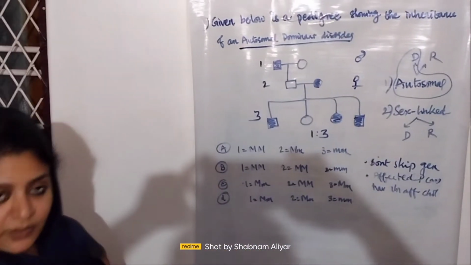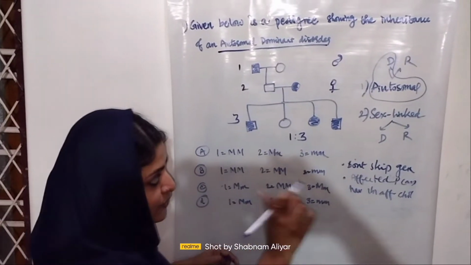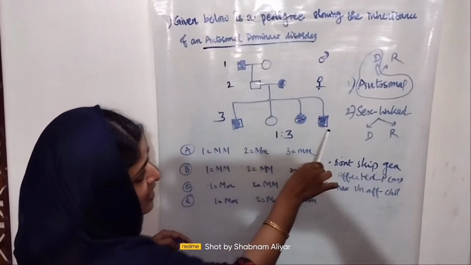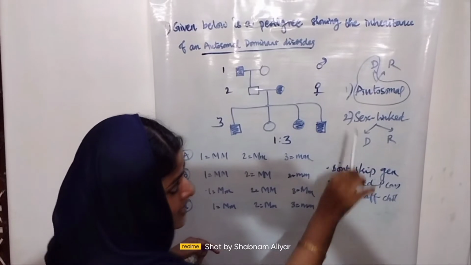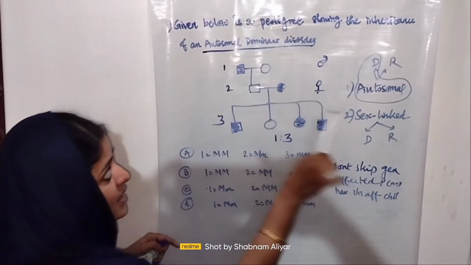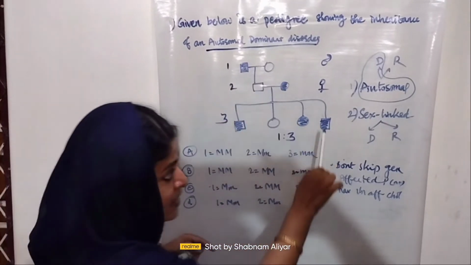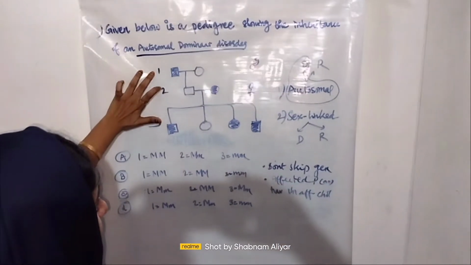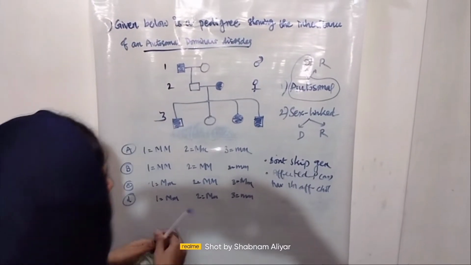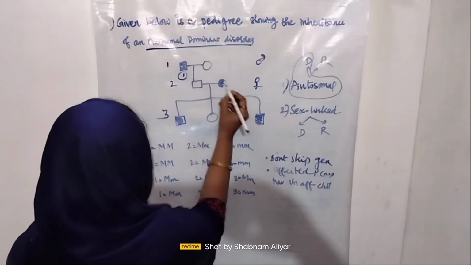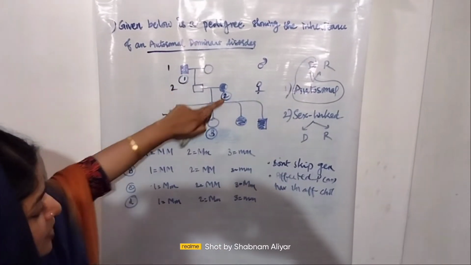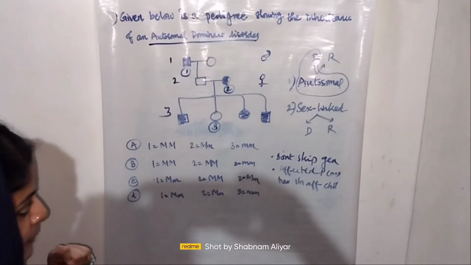So in any pedigree analysis, what we look at first is whether it is autosomal or sex-linked. Here all the sexes are affected, so it's definitely not sex-linked. And for autosomal, we need to check whether it is dominant or recessive, but in this case it is clearly given it is an autosomal dominant disorder. And what are the genotypes of these 3 given, that is 1, 2 and 3? Here in the question we need to give the genotype of these 3 people.